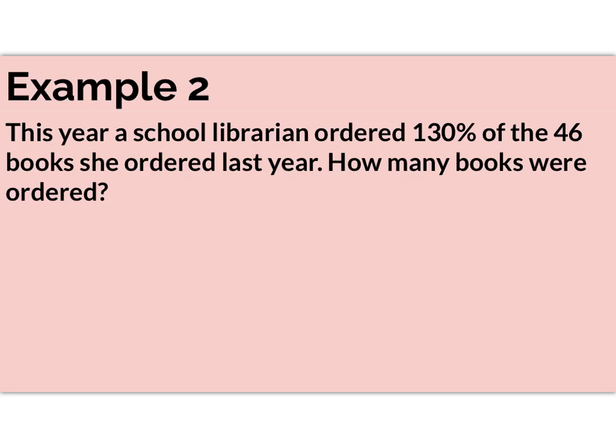All right, our second example. A school librarian ordered 130% of the 46 books she ordered last year. How many books were ordered? So, again, 130% times 46. And that is easy enough. Straight multiplication. So you got 1.3 times 46 equals 59.8, but you cannot leave a decimal. So we'll say about 60 books.